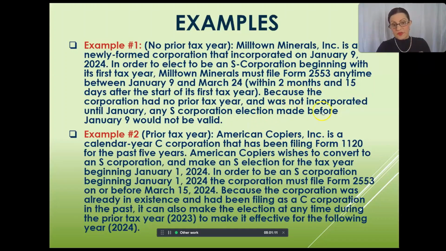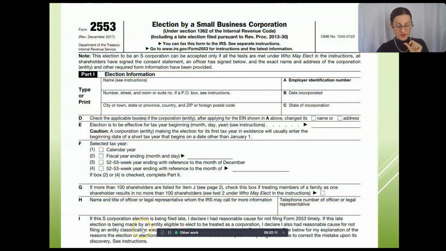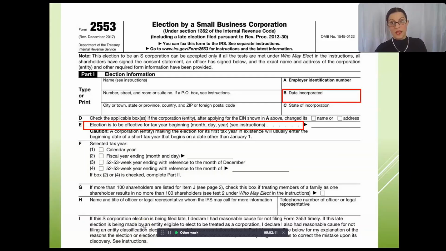But in this case, the company wants to convert to an S corporation starting in 2024, which means they have to file the Form 2553 on or before March 15th, 2024, and they can also file it anytime during the prior year. Anytime during 2023, they can file it to make it effective for the following year, which is 2024. And there's a line on the Form 2553 that asks when the corporation was incorporated and also asks when the corporation wants to start being treated as an S corporation.